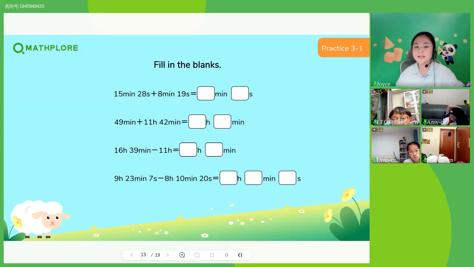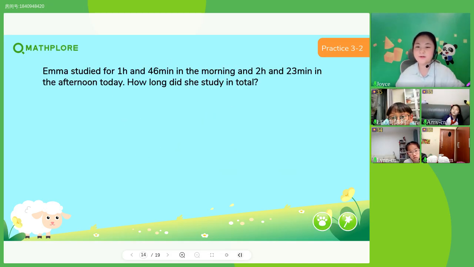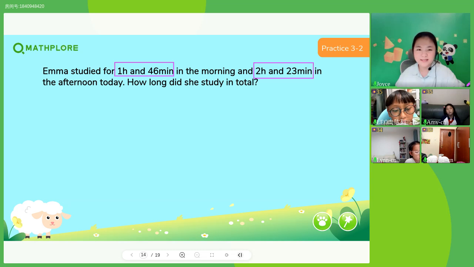Okay, look, this one, you guys can try to solve them after this class. But now let's just try to do the practice, okay? The word problem, I mean. So everyone listen. Emma studied for 1 hour and 46 minutes in the morning and 2 hours and 23 minutes in the afternoon today. How long did they study in total?